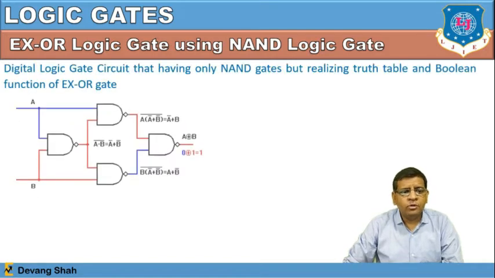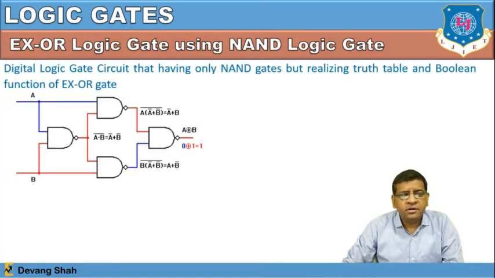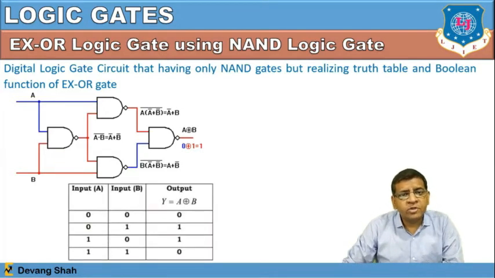You can check the output, where you first take the NAND gate, apply A and B, and you realize (A dot B) bar, which is equal to A bar plus B bar. Then you can realize the function A bar into B plus A into B bar. That is nothing but the realization of the XOR gate using the NAND gate. You can check the Boolean function and the truth table, which is the realization of the XOR gate using the NAND gate.